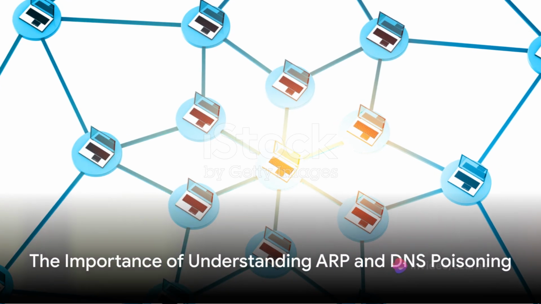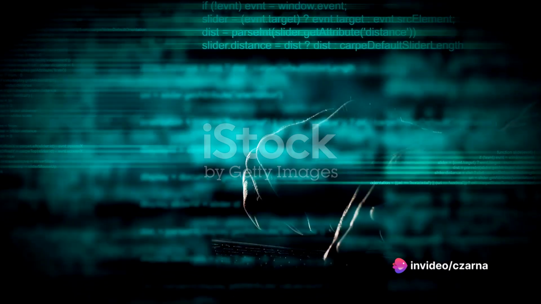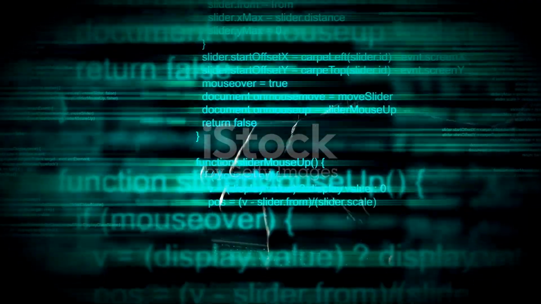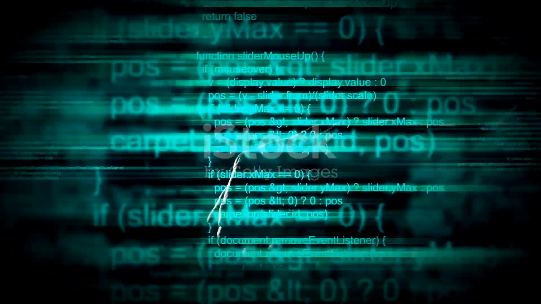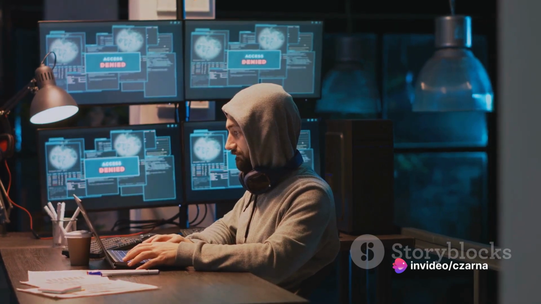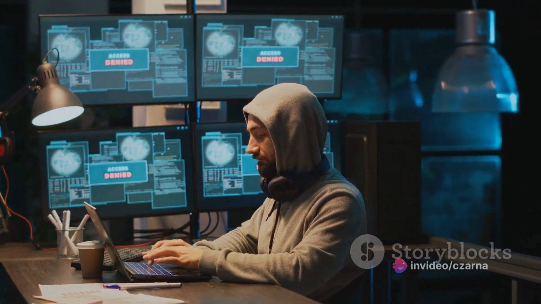Ever wondered why a pentester needs to understand ARP and DNS poisoning? Well, these two techniques are critical cornerstones in the realm of cybersecurity. They open up a world of possibilities for pentesters or penetration testers who strive to understand and exploit vulnerabilities in a network. ARP and DNS poisoning are like the master keys to many security doors.